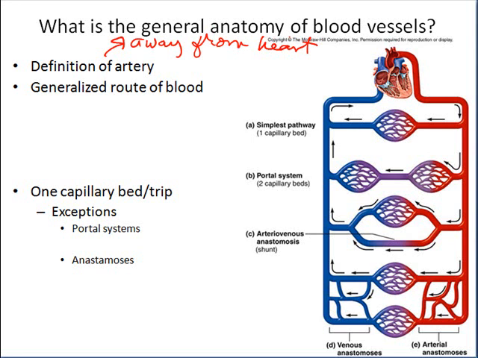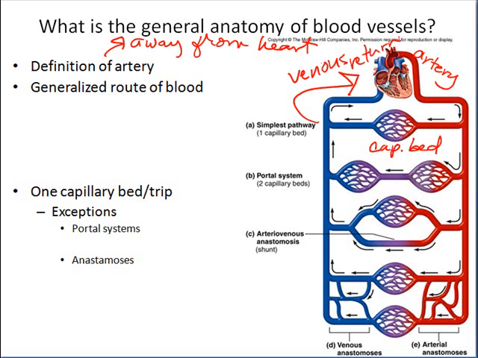The generalized route of the blood, regardless of whether it's going through the systemic circuit or through the pulmonary circuit, is that it generally travels through an artery. Remember, again, that's carrying blood away from the heart. It passes through a capillary bed at some point. And then it makes its return journey to the heart through a series of veins, through venous return. Now, there are exceptions to this predetermined pathway of artery, capillary bed, vein.